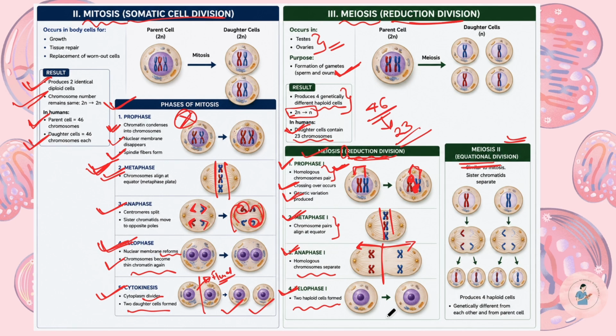Now, in equational division, it is similar to mitosis. In this the two haploid cells which were formed, in that the sister chromatids will be separated, and it will produce four haploid cells which are genetically different from each other and from the parent cell.